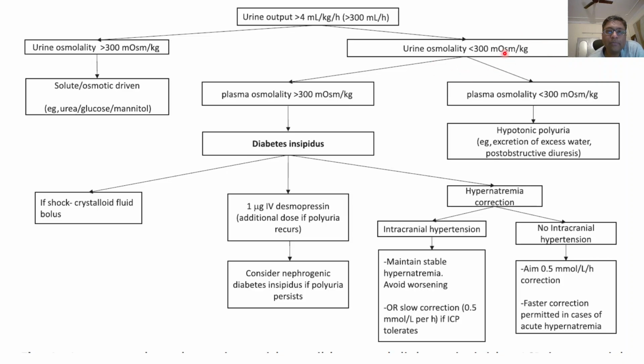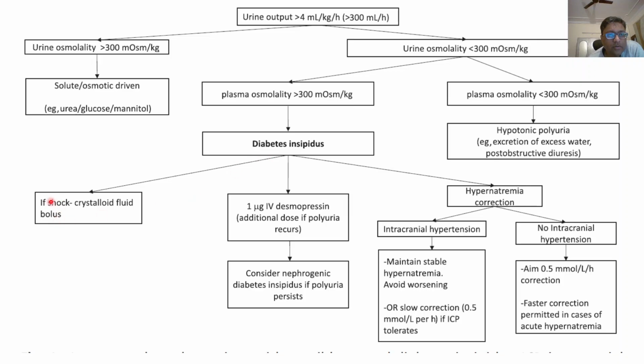If urine is hypoosmolar and plasma osmolality is also less than 300 milliosmol per kg, then it's a hypotonic polyuria, where the patient is excreting excess water, or it could be post-obstructive diuresis. If urine osmolality is less than 300 and plasma osmolality is high, more than 300 milliosmol per kg, it could be diabetes insipidus, because plasma osmolality is going higher as we are losing free water.